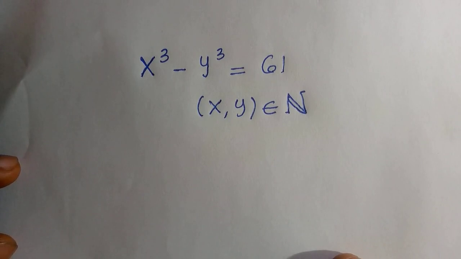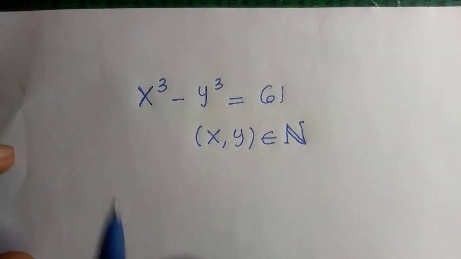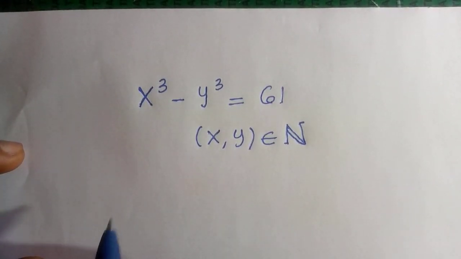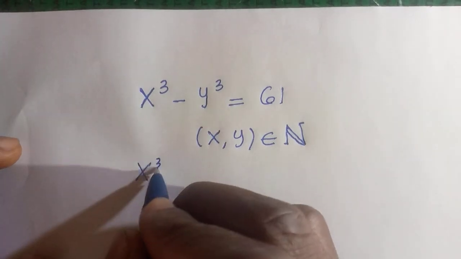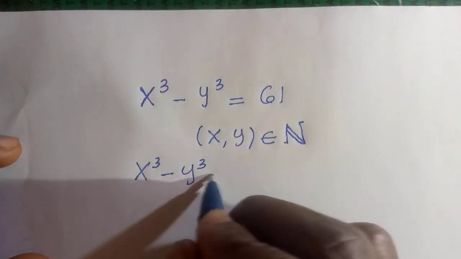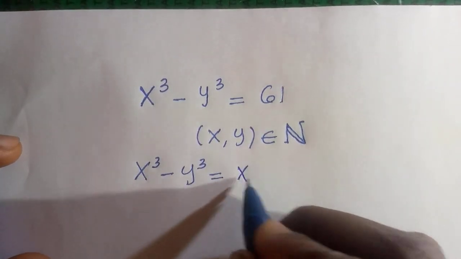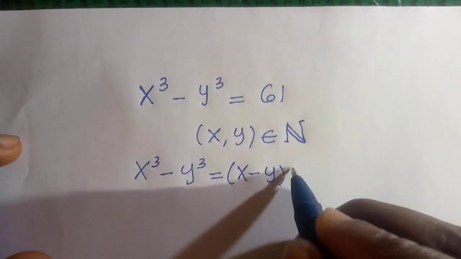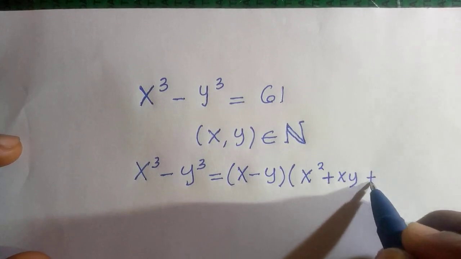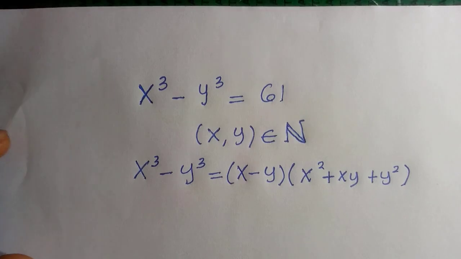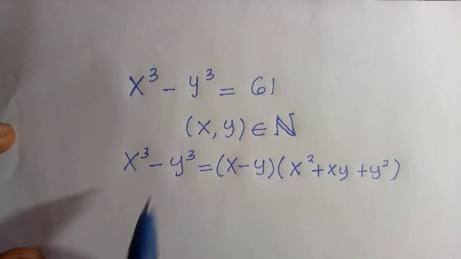How to find the value of x and y, given that x and y are members of natural numbers, where x to the power of 3 minus y to the power of 3 equals 61. To solve this, we recall that x cube minus y cube is known as the difference of two cubes, which is given as x minus y, open bracket, x squared plus xy plus y squared. This is known as the identity for x cube minus y cube.